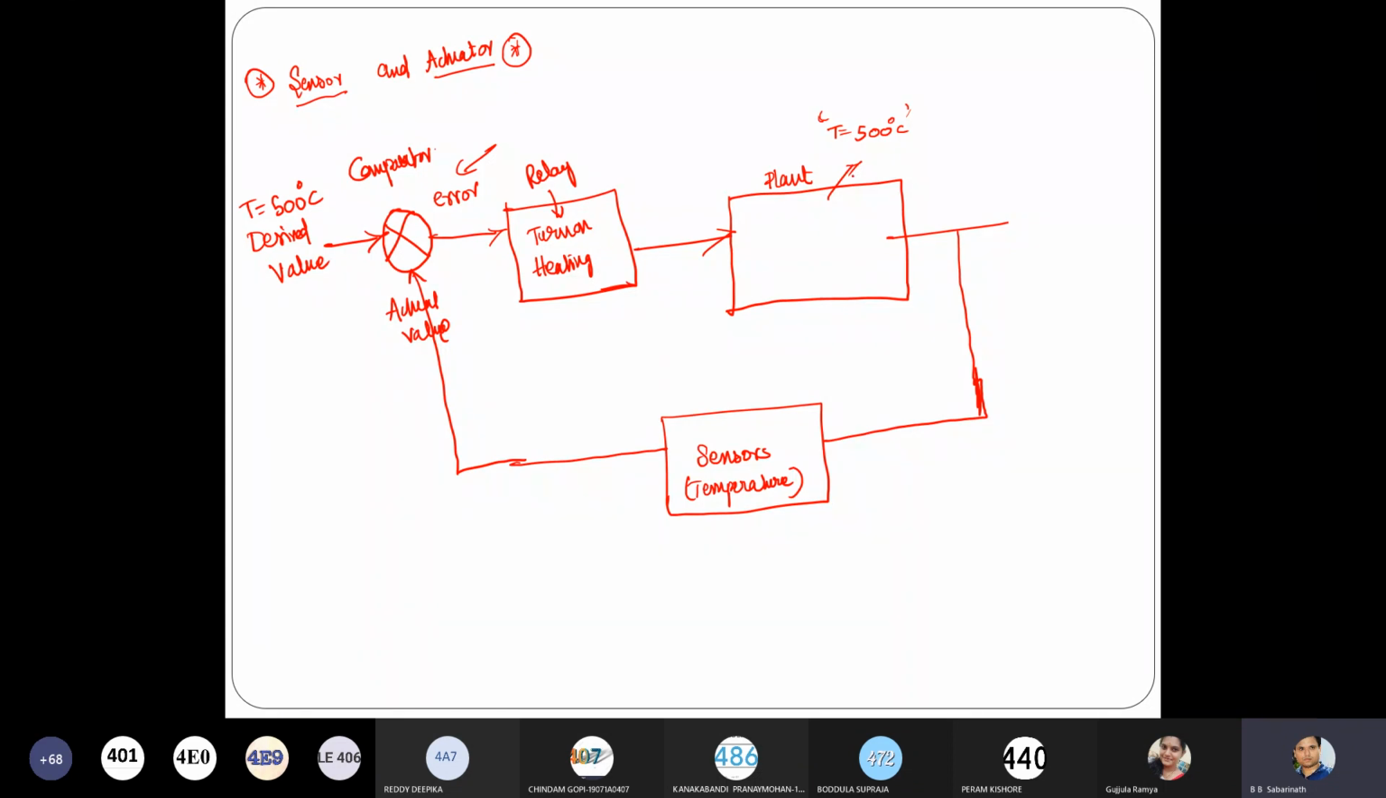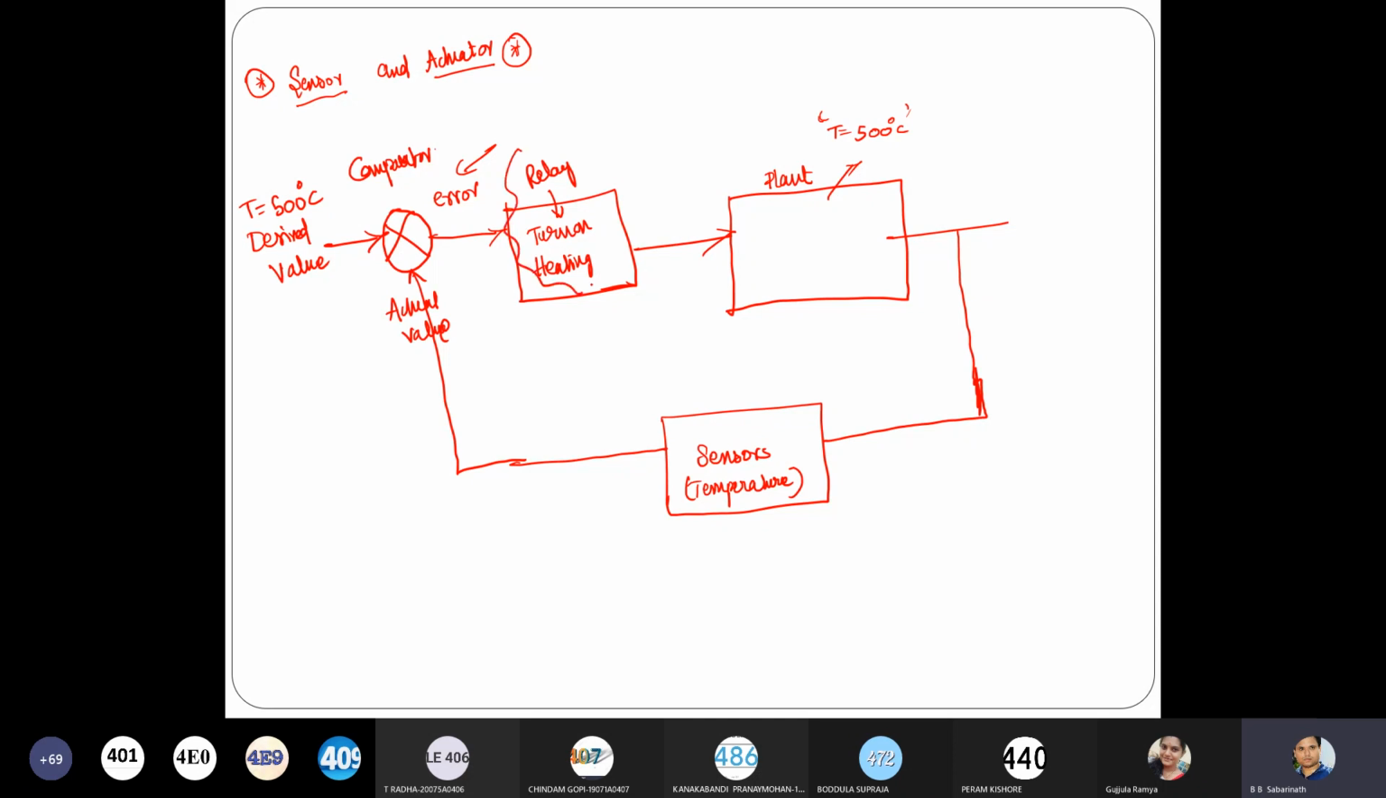So again the plant will be at 500 degrees. After some time it may reduce, maybe to some 450 like that. If it reduces, again it will generate an error, and again it will turn on the heater. You might have seen this mechanism in the iron box. In an iron box also it is the same thing. If you want to maintain some temperature, you adjust it, and you will see that constantly the heater is turning on and turning off. You might have noticed this in the iron box. So same thing here.